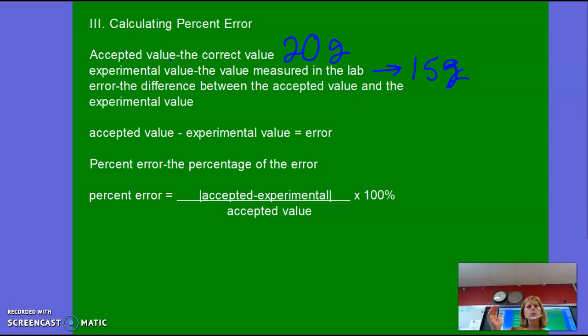So what's the difference between that accepted value and the experimental value? Accepted value minus the experimental value. I'm going to use this formula right here: my accepted value minus my experimental value. And it doesn't matter if you take experimental minus accepted. You're just finding the difference between those two.